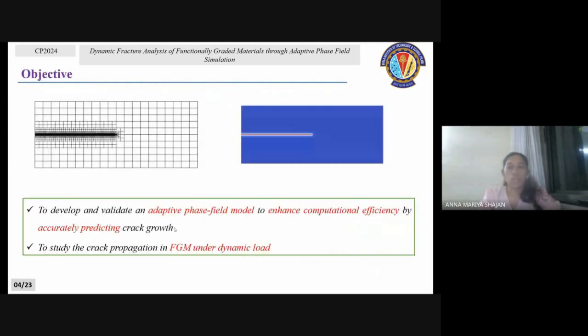So, my objective is to develop and validate an adaptive phase field model to enhance the computational efficiency while accurately predicting the crack growth. What I mean by adaptive phase field model is that where the crack propagates, I will have finer meshes, and away from the crack, I will have a coarser mesh. And I will use this adaptive phase field model to study the crack propagation in the functionally graded material under dynamic load under different scenarios.